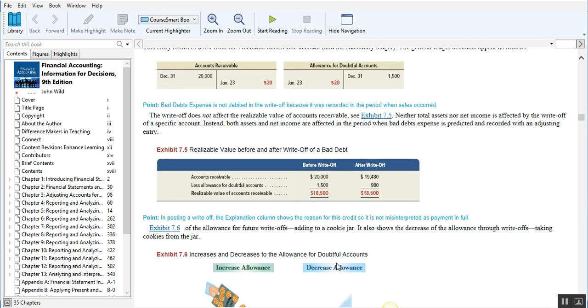What you have using the write-off method is a very consistent method of reporting, because you'll notice that the actual realizable value of accounts receivable is the same before the write-off and after the write-off. It does change the balances, but it's going to change the balances by the same amount for each account, and therefore the difference between the two amounts will remain the same. So now, after the write-off, our accounts receivable is $19,480, and the allowance is $980.